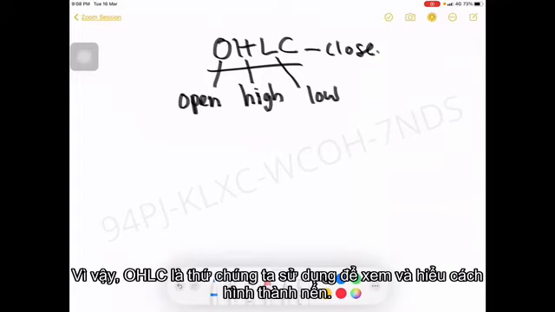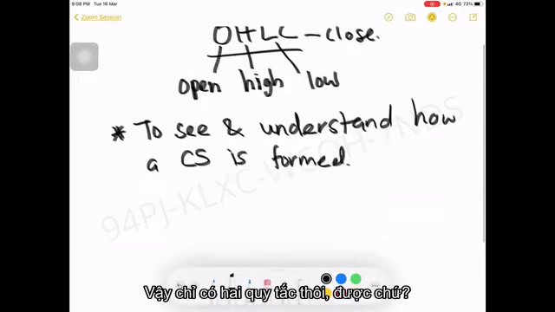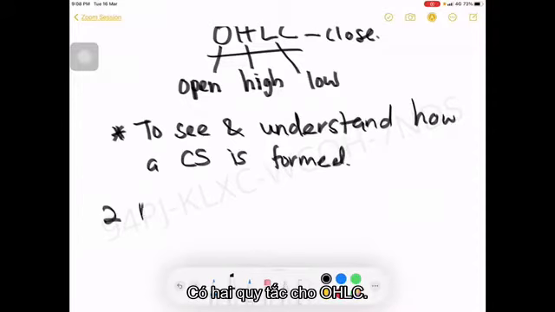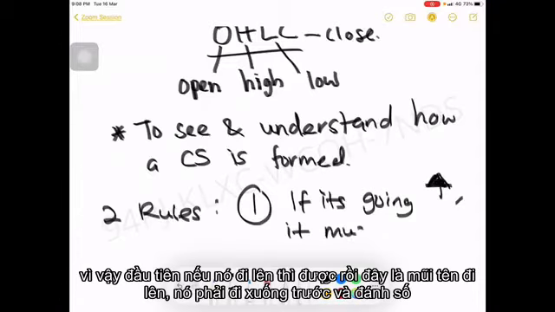So what is OHLC? OHLC is what we use to see and understand how a candlestick is formed. Okay, so there are only two rules for OHLC. So first, if it's going up, okay, this is an arrow going up, it must go down first.